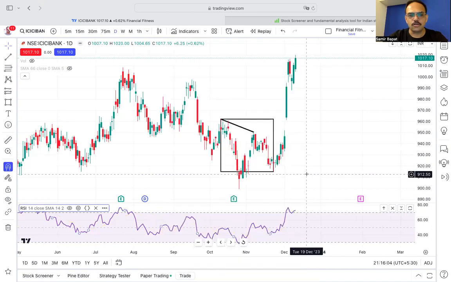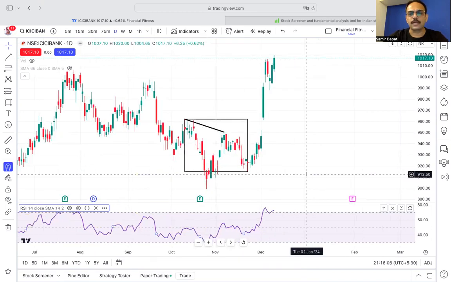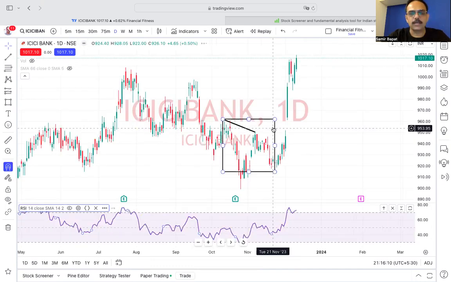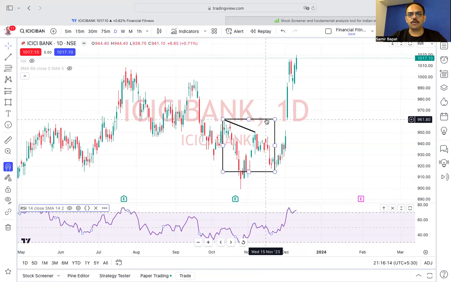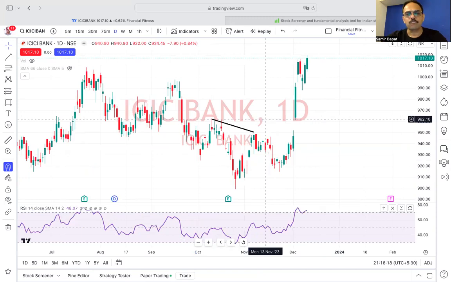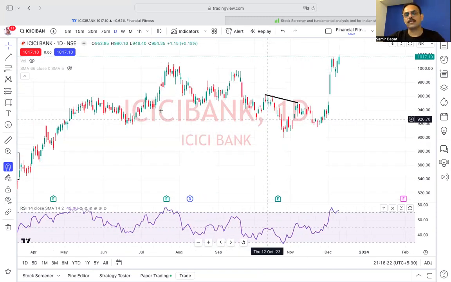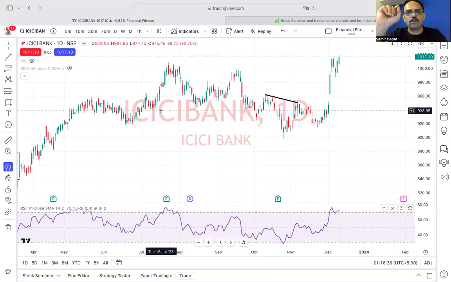Now, I'll remove this box. Why I did it was just to show an example. I have marked it. Now, before I show this, we are going to learn divergence in RSI. What does divergence mean? Before we go for the divergence, we'll try to understand what is synchronization.